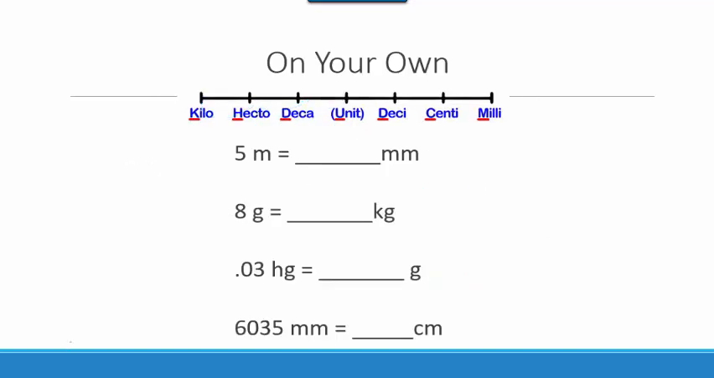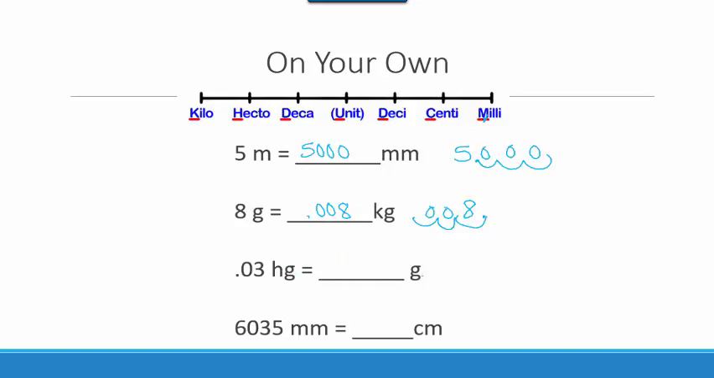So I want you to pause the video and try these on your own, and when you're ready, hit play to check your answer. The first one, you were going from meters to millimeters. So notice you're going 1, 2, 3 places to the right. I'm going to start here and go 1, 2, 3 places to the right. Fill in those zeros. So you should have gotten 5,000. This one you're going from grams to kilograms. So notice you're going 1, 2, 3 places to the left. So you would have gotten 0.008 kilograms.